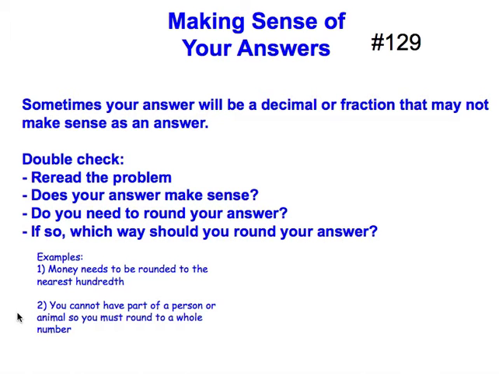Also, you can't have part of a person or an animal. So if you get that, you'll have to round to the nearest whole number. But you have to read the question to determine whether you have to round up or stay the same. And we'll show you an example of that.